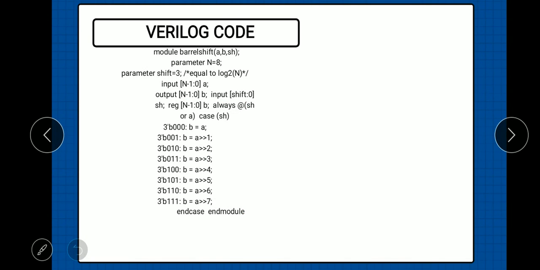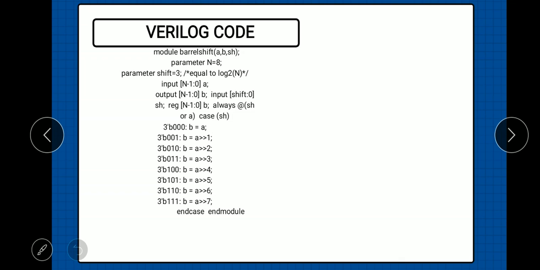This is the simple behavioral code for an 8-bit barrel shifter. Our module barrel shifter contains an input A, an output B, and a shift input SH. Here the parameter n is initialized to 8, then shift is 3.